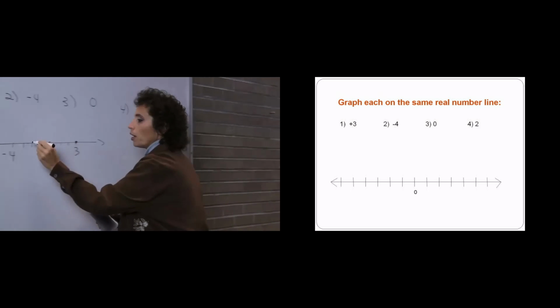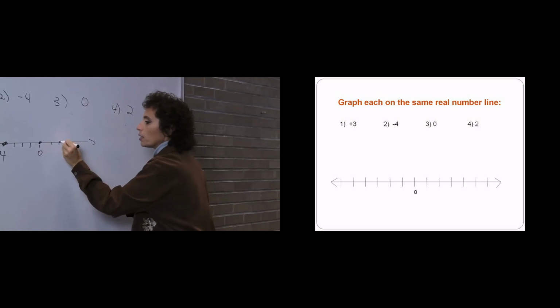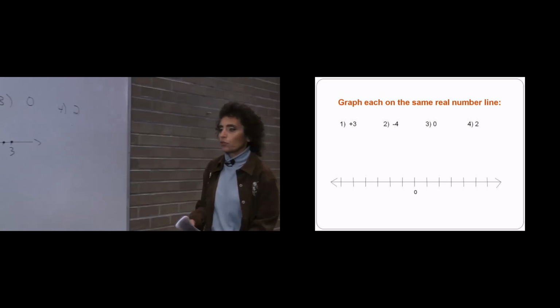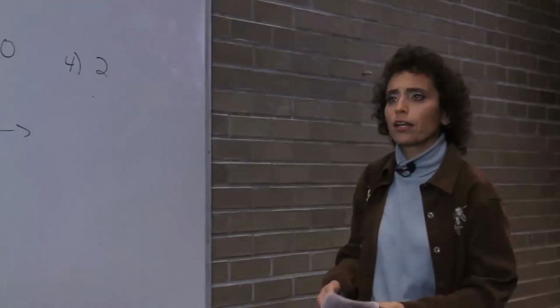Negative 4 is right here, and 2 is right here. So there are your numbers on a number line, and that's how they're graphed. They're graphed with a dot. And we did that yesterday with some natural numbers, I think.